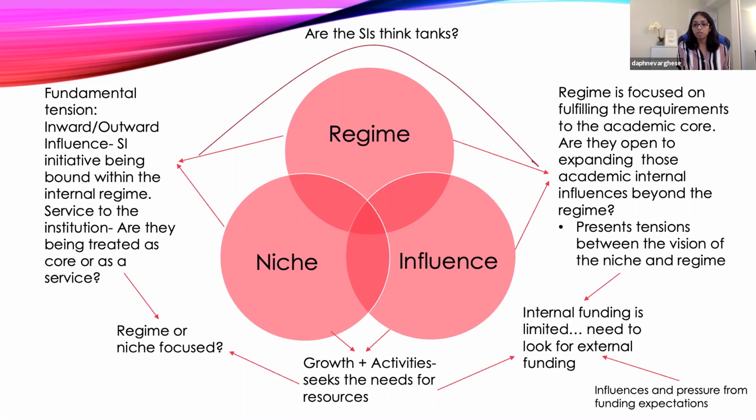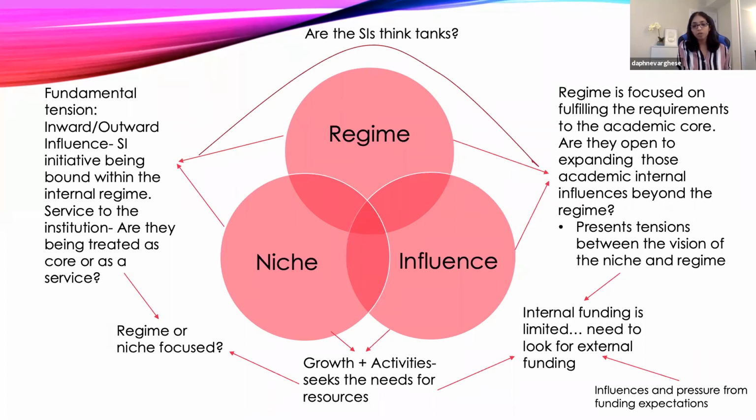Significantly, this confronts the question of whether the SI initiative is regime or niche focused. So now when the two factors of niche and influence interact, C1 and C2 want to do this by growing the initiative as well as expanding the activities, which means seeking larger amounts of funding resources. As we work towards the right side of this diagram, achieving influence for the niche also means that internal funding is not enough. Therefore, C1 and C2 have to apply externally for grants, and these funding sources place a lot of pressure, which can affect the growth and activities by the initiatives in the niche environment.